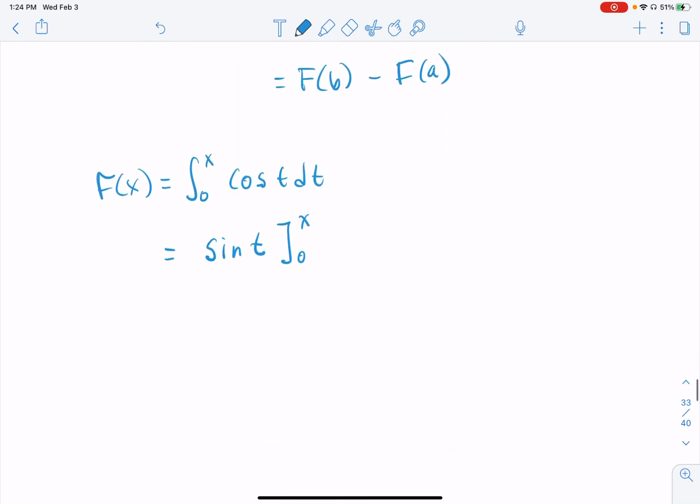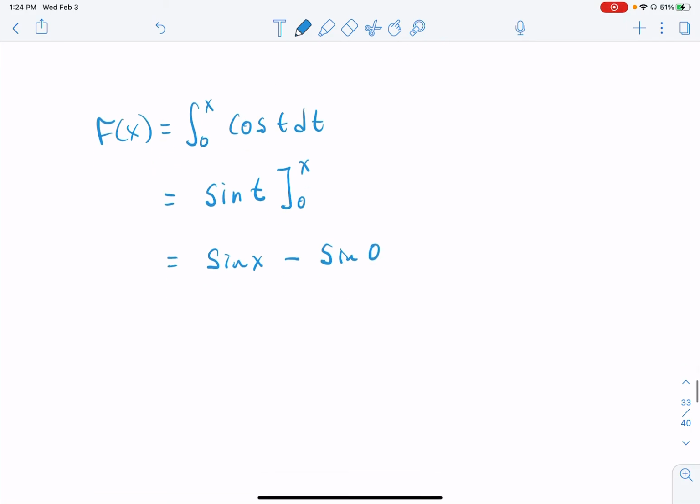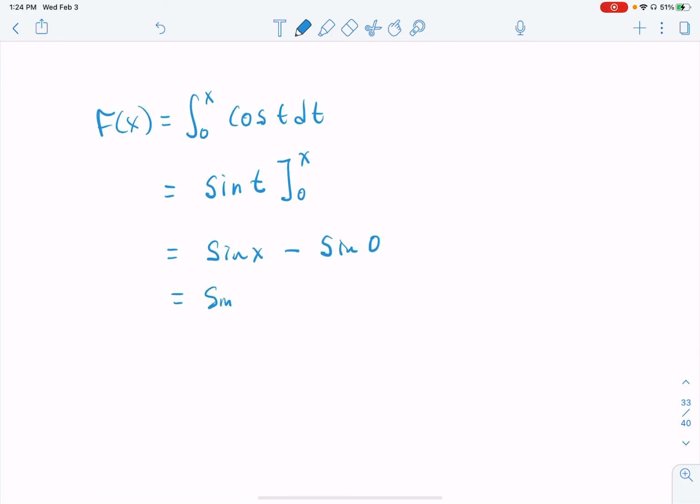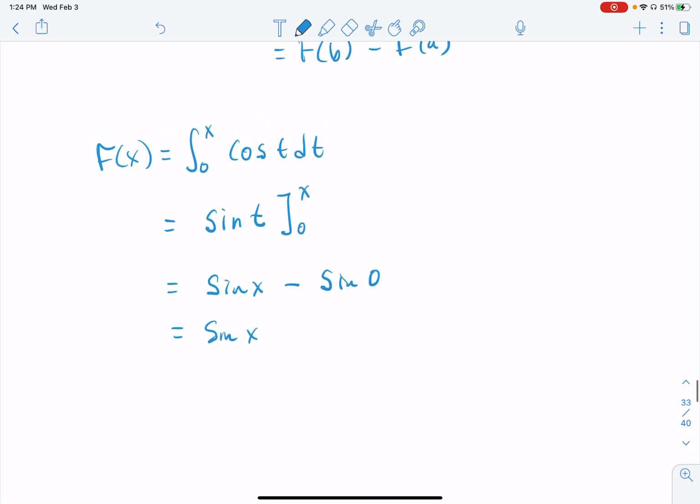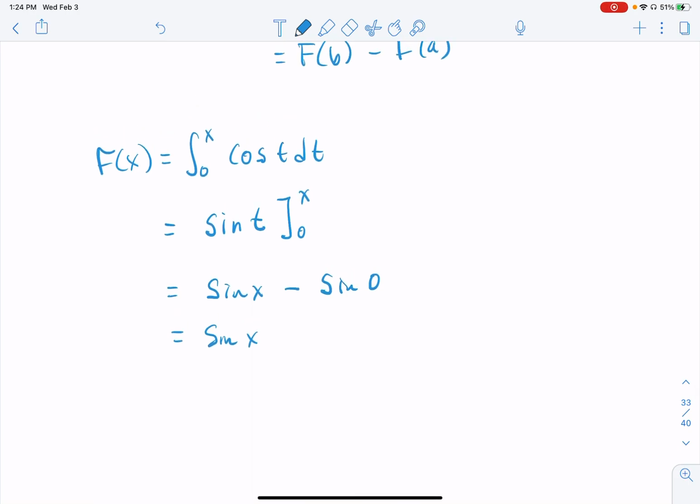So now I just plug in my x and my 0, and I'm going to subtract them. First comes x, so sine of x minus sine of 0. What's the sine of 0? It's just 0. So we get sine of x. And that's exactly what we saw from the graph, that this is equal to the sine of x.